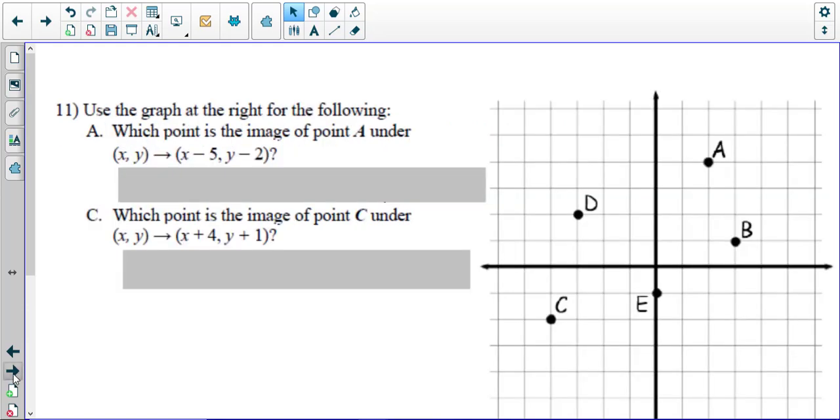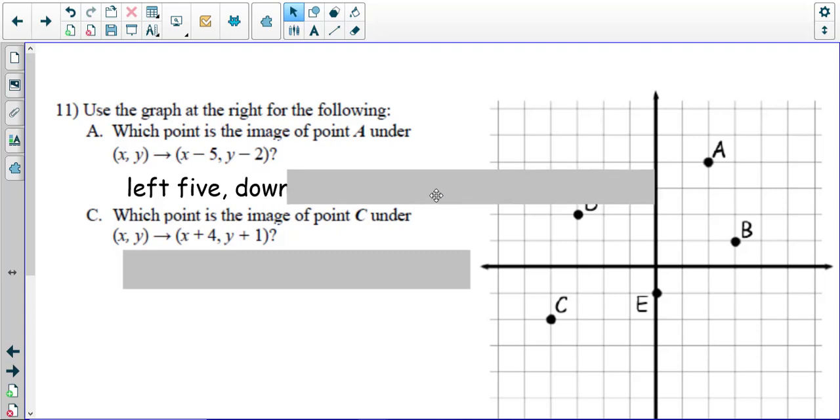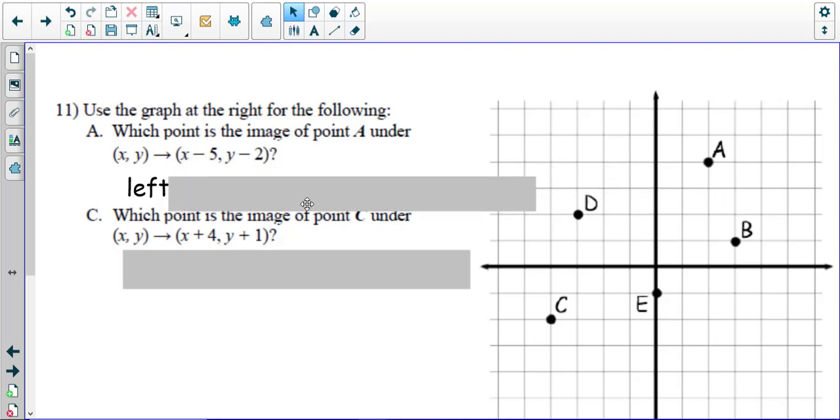All right, let's take a look at number 11. Use the graph at the right for the following. Which point is the image of point A under the mapping x, y to x minus 5, y minus 2? So that it can be described in words as going to the left 5 units and going down 2 units. So let's take a look at which point goes left 5 units and down 2 units from point A.